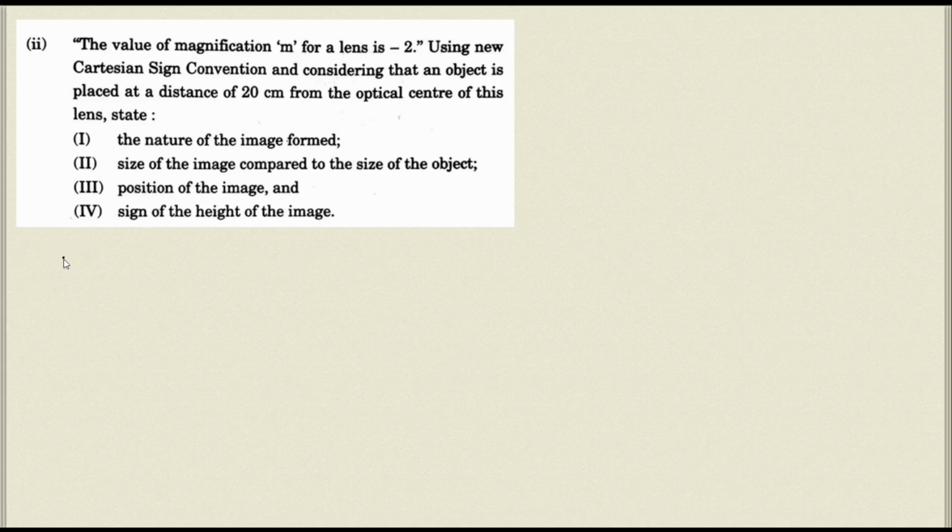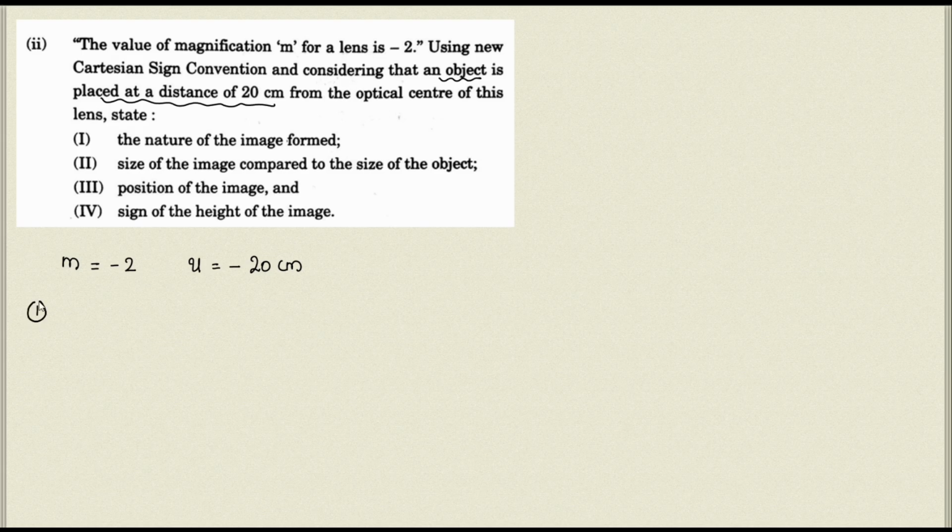So given that the magnification of the lens is -2 and also the object distance is given. Object is placed at a distance of 20 centimeter from optical center. So object distance is also given as 20 centimeter. Applying the sign convention, we know object is always kept to the left of the optic center. So we take it as negative.